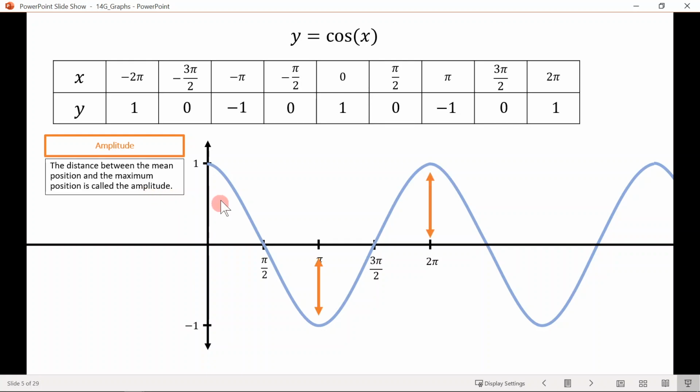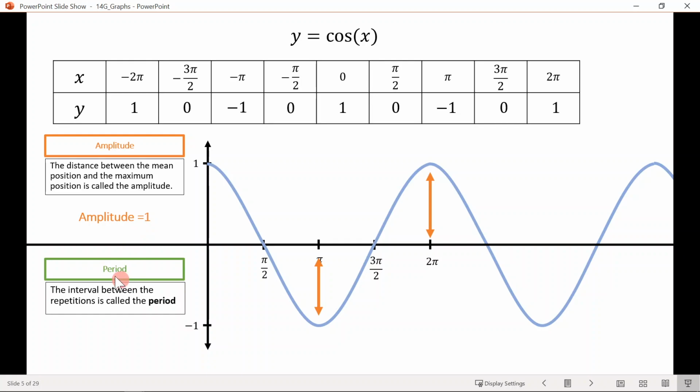So if we were to visualize that, it's just this distance right here, which is of course going to be the same as this distance here. So our mean value is just the middle of our graph, and then it's just going all the way to the top. So it's quite clear that in this case, our amplitude is going to be 1. So we just say our amplitude is equal to 1. The other idea that we need to discuss is that of the period. So the interval between the repetitions is called the period. So if we can just visualize this for a moment, as you can see here, it goes up, down, it just goes on forever.